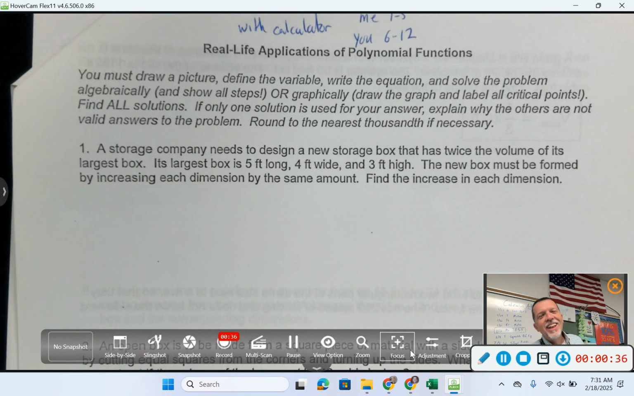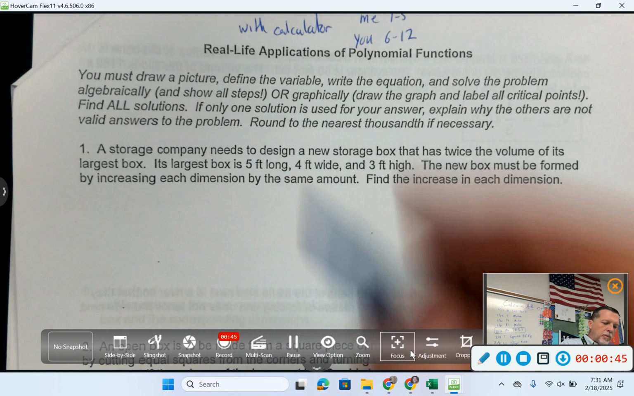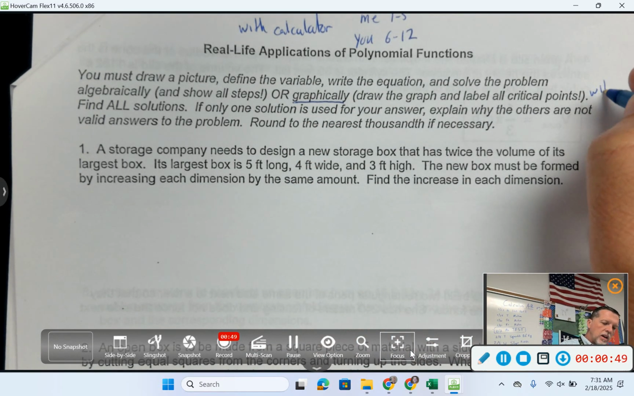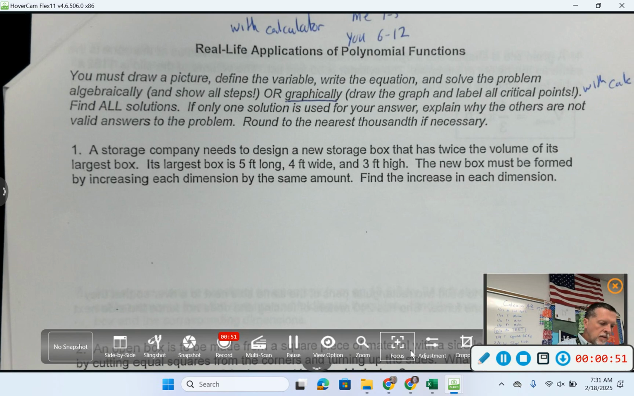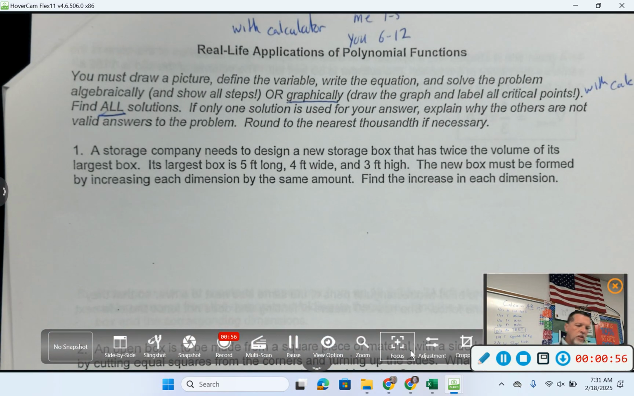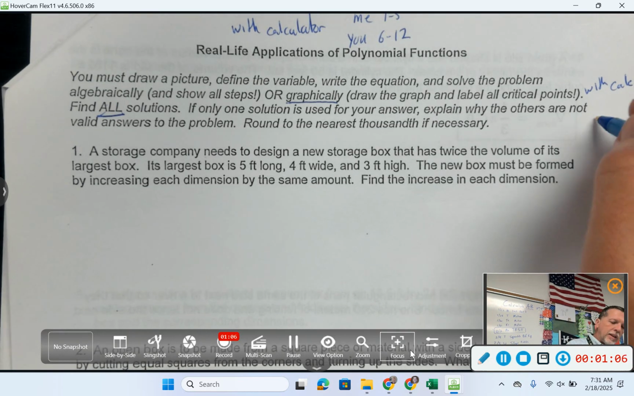Okay, good. You must draw a picture, define the variable, write the equation, and solve the problem algebraically or graphically. So that would mean graphically with the calculator. Find all solutions. If only one solution is used for the answer, explain why the others are not valid answers to the problem. Round to the nearest thousandth if necessary. I can tell you right now the invalid answers will likely be the negative ones.